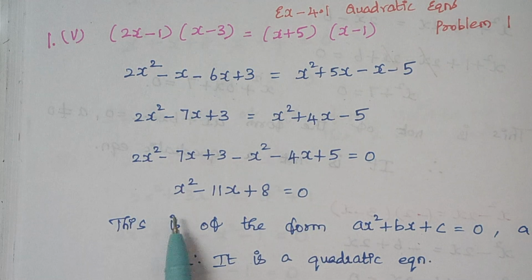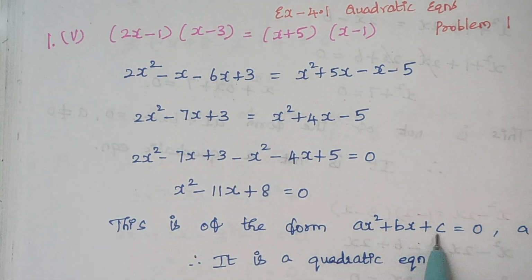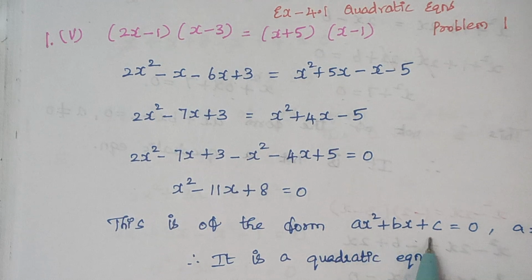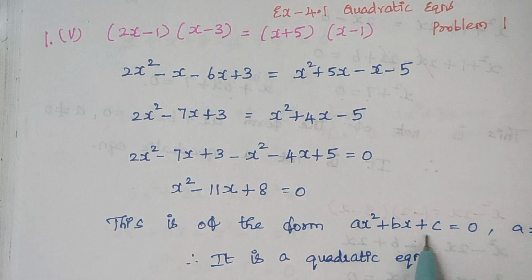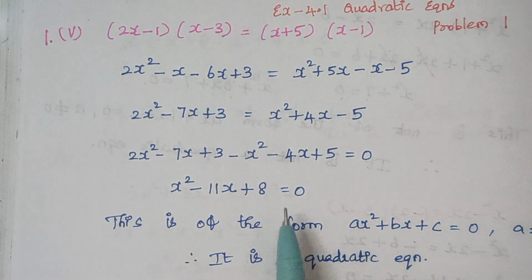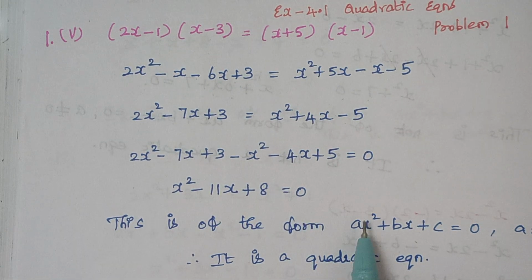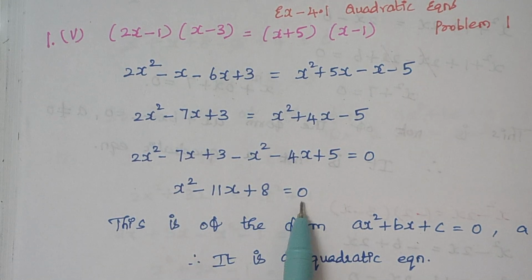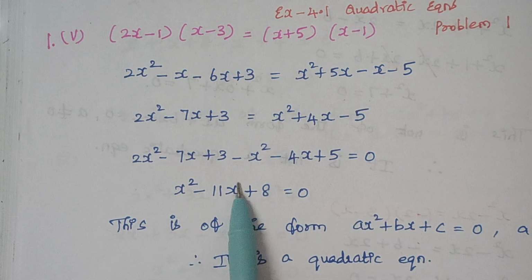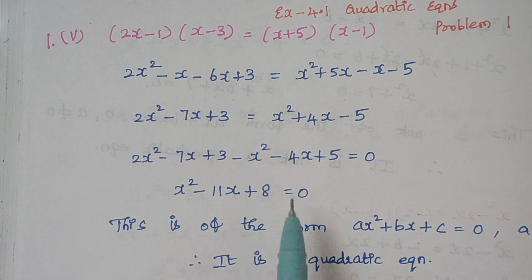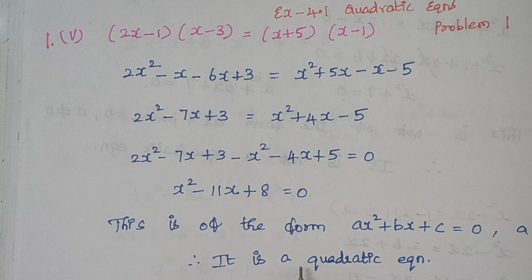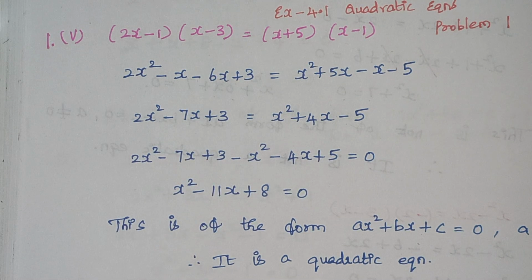When you compare this equation with the standard format, this is your standard format, right? ax square plus bx plus c is equal to 0. So when you compare these two equations, in this equation we have an x square term, an x term, and a constant. Therefore, this equation is a quadratic equation.